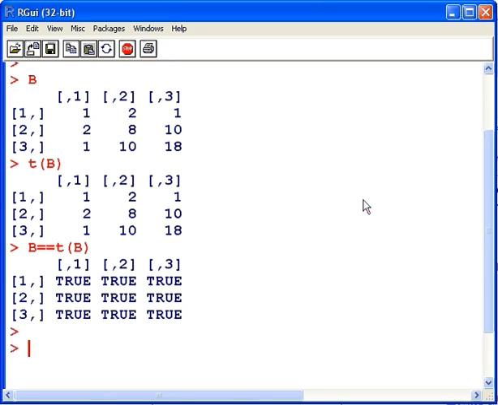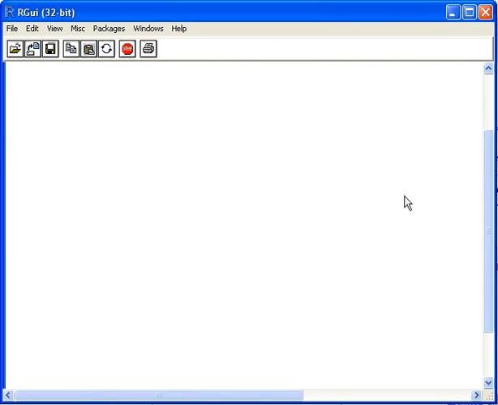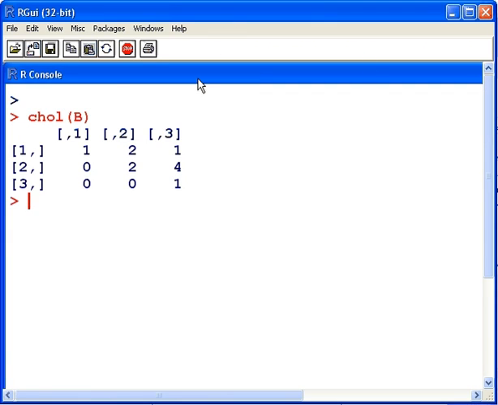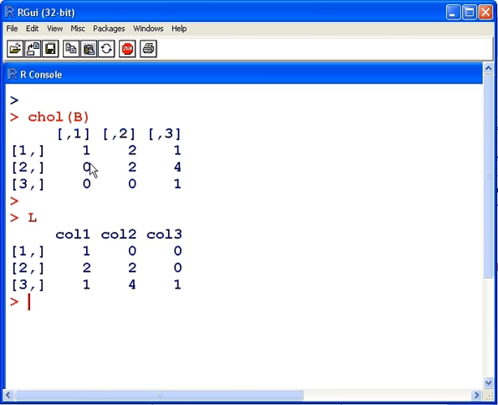Okay, so let's carry out this decomposition. So the command we're going to use is Cholesky, or chol. And there we have it there. So what this does is it decomposes B into a matrix L, and B is computed as L times the transpose of L. Here's L here on its own. And this is the transpose of L.